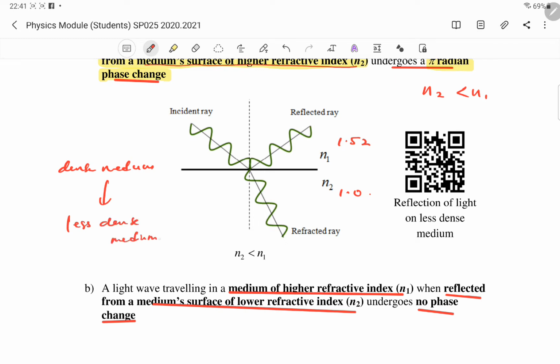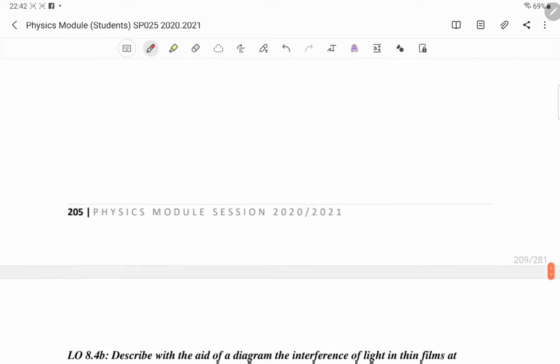Okay, so bila light travel from denser to less dense medium, kita nak kat sini, denser to less dense, so dia akan tak ada phase change, no phase change. Okay, no phase change. Kita tulis sebagai NPC, no phase change.